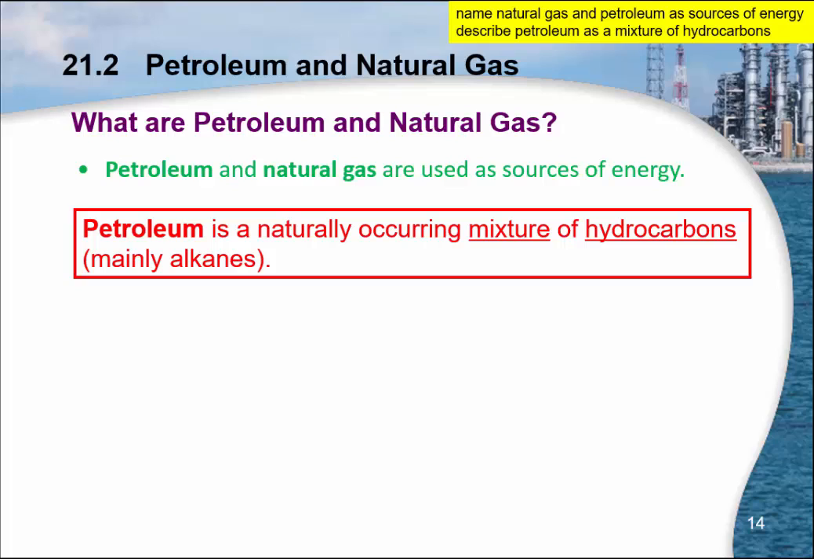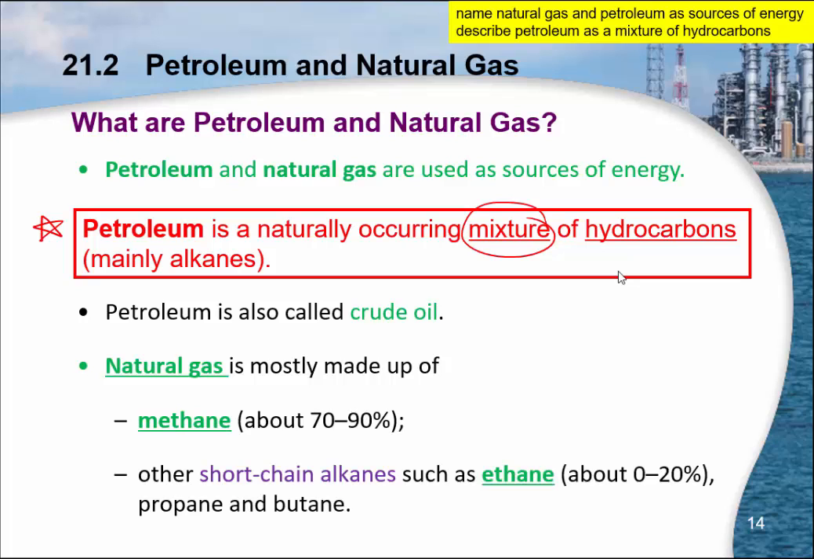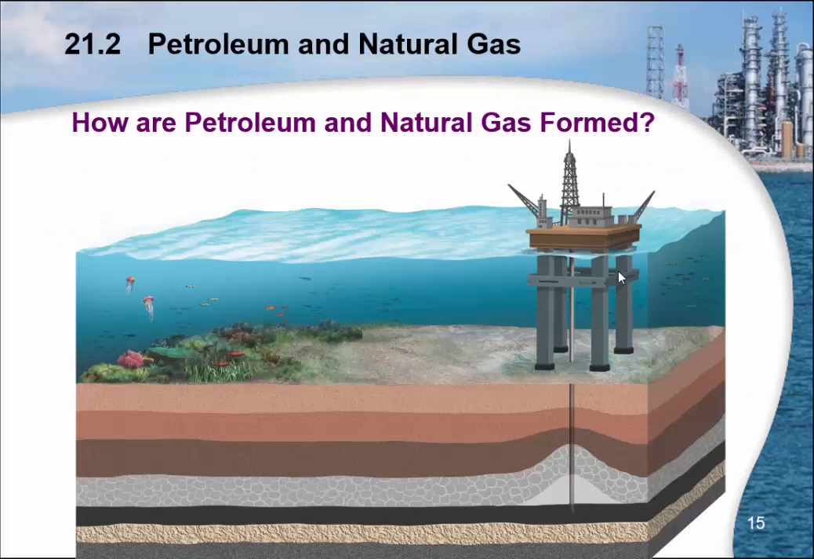Petroleum and natural gas are used as sources of energy. So how are they used as sources of energy? They can be burned to produce heat, light, and so on. So you must know one thing very importantly in this section: petroleum is a natural occurring mixture of hydrocarbons, which is mainly alkanes. Petroleum is also called crude oil. Natural gas is made up of mainly methane, which is about 70 to 90%, and other alkanes.